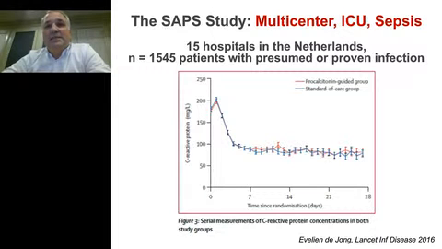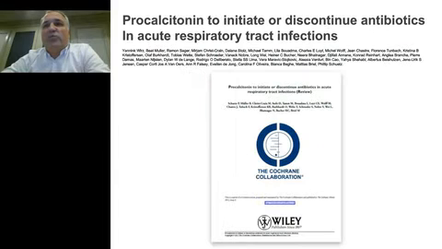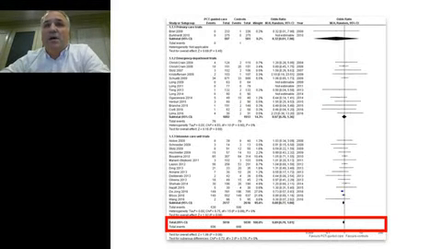So in our meta-analysis, we also looked at mortality in all these different trials, and we found a very similar result. If you look at the individual trials, most of them were not powered to show mortality differences. But when you look at the overall picture, we also found that mortality is significantly reduced if PCT is used for antibiotic stewardship. What do the sepsis guidelines tell us?